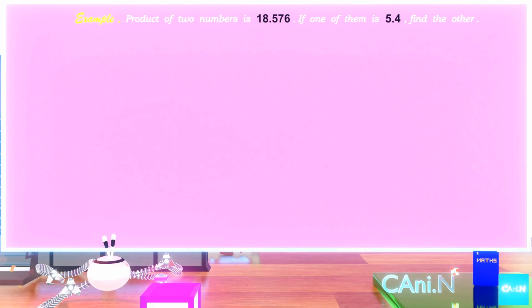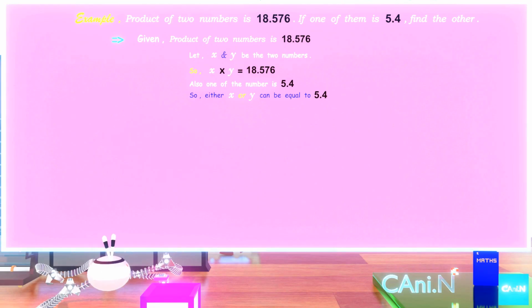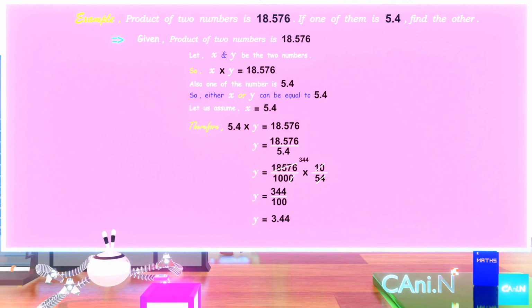Example. Product of two numbers is 18.576, if one of them is 5.4, find the other. Given, product of two numbers is 18.576. Let x and y be the two numbers. So, x into y equals 18.576. Also, one of the numbers is 5.4. So, either x or y can be equal to 5.4. Let us assume x equals 5.4. Therefore, 5.4 into y equals 18.576. y equals 3.44. Therefore, the other number is 3.44.